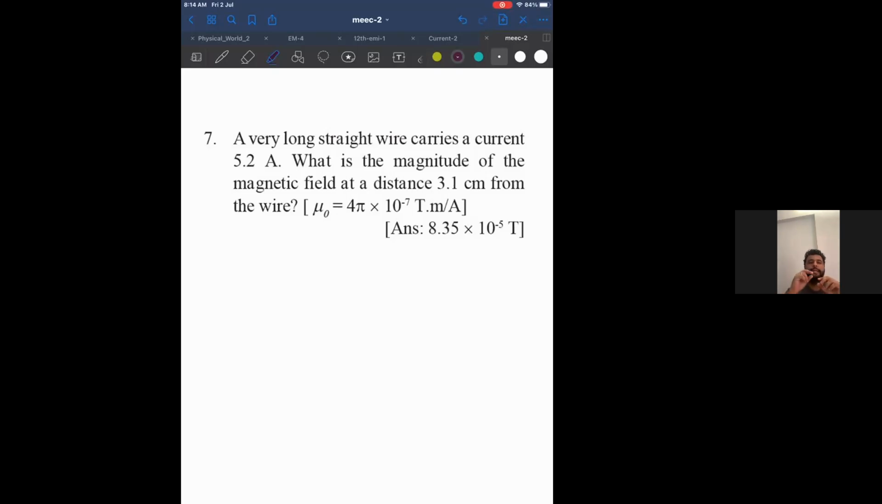A solenoid is something that has a cylindrical core. Like here, this is a core, cylindrical. On this, I put some wire. This is called a solenoid.